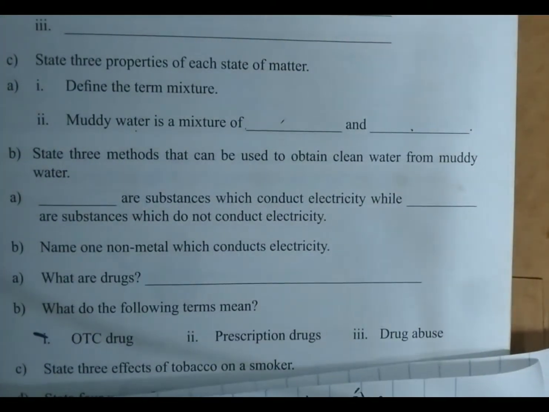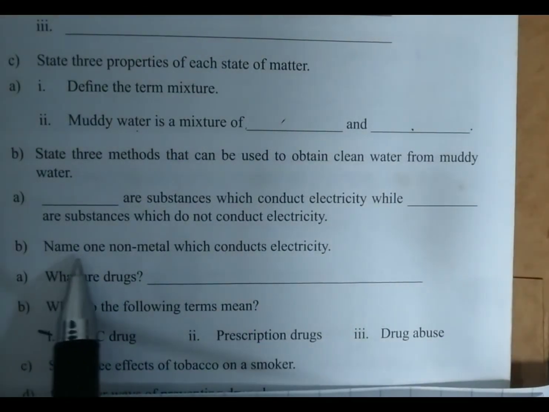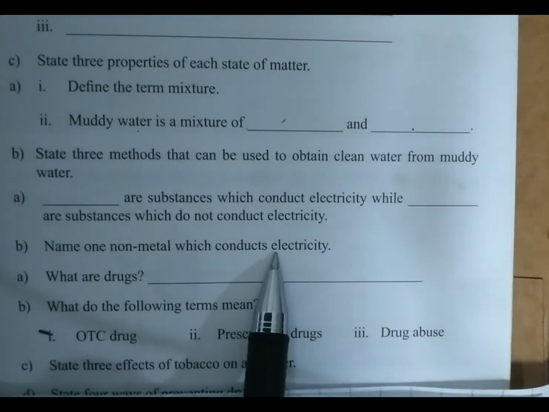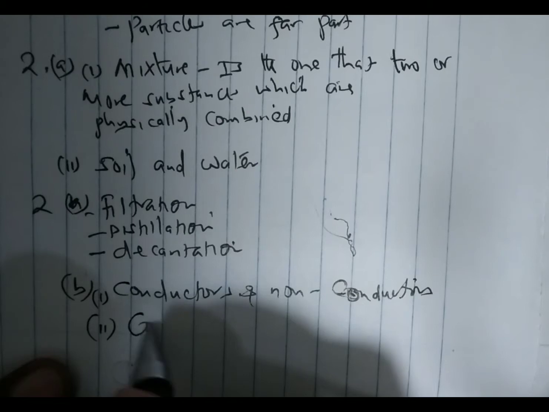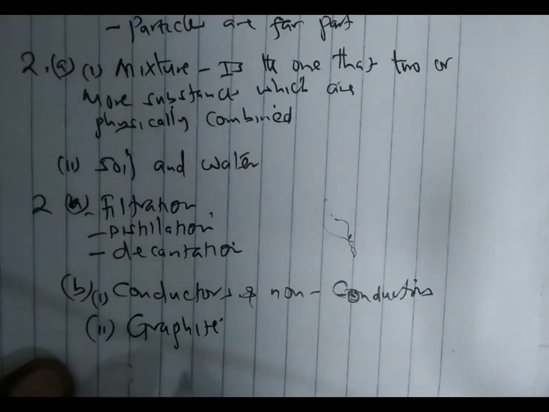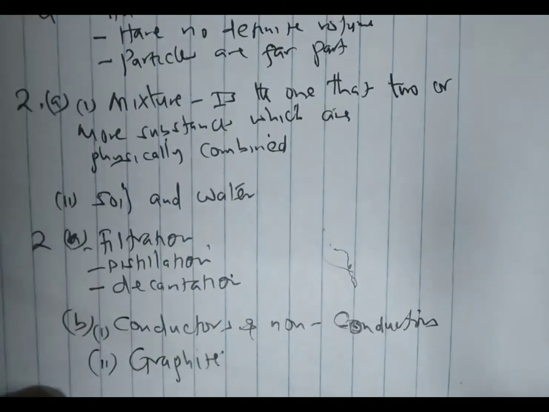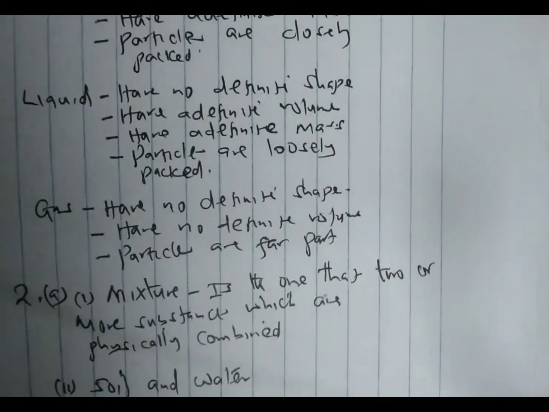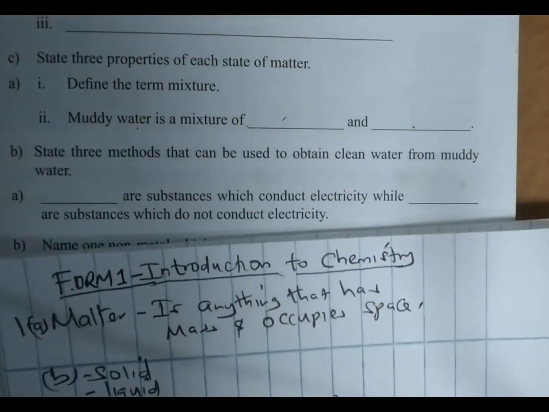Next question we have part B of question number 3. Name one nonmetal which conducts electricity. And we all know that the nonmetal that conducts electricity is graphite. So graphite is a nonmetal, but because of the localized electrons within its structure, it allows an electric current to flow through it. We go to the next question, which is probably question number 4.